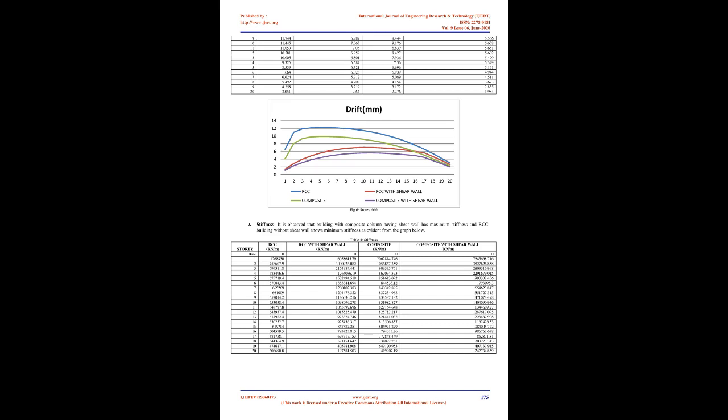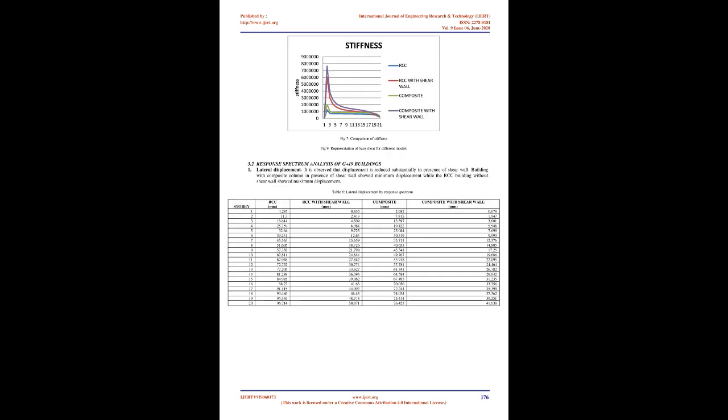Model 3 is building with composite columns having no shear wall, and Model 4 is building with composite columns in presence of shear wall. 2. Building modeling. For the analysis, a 20-story building has been considered, having a height of 3 m for each story including the ground story. The structure is modeled symmetrical about both axes.